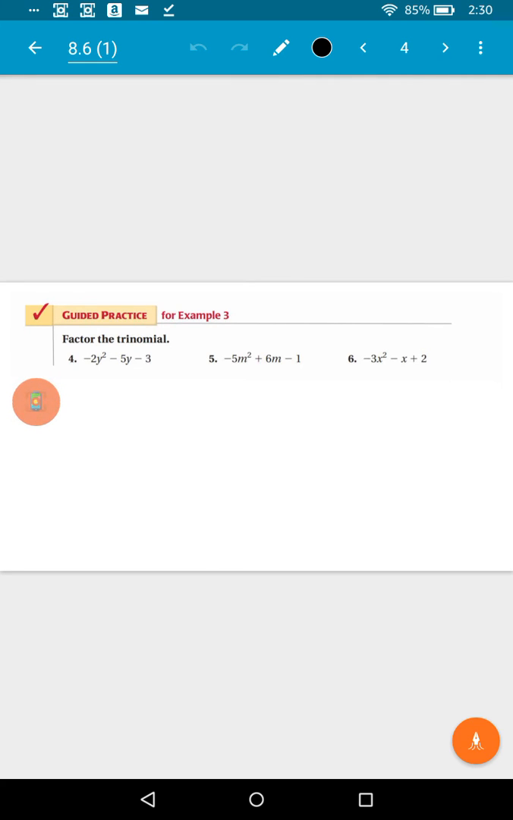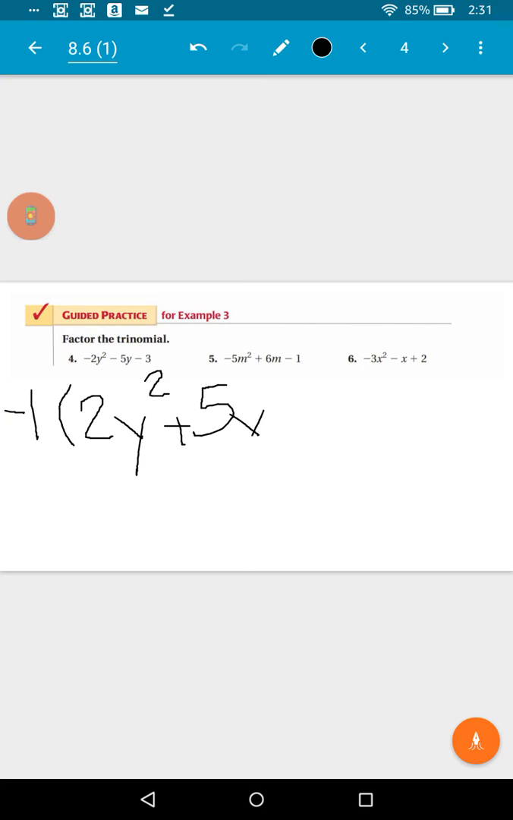First thing, I need to take this negative 1 out. So I'm left with positive 2y to the second plus 5y plus 3. Rule of thumb, when I take out a negative, the signs switch to the opposite sign. Okay? So that's what I have left.